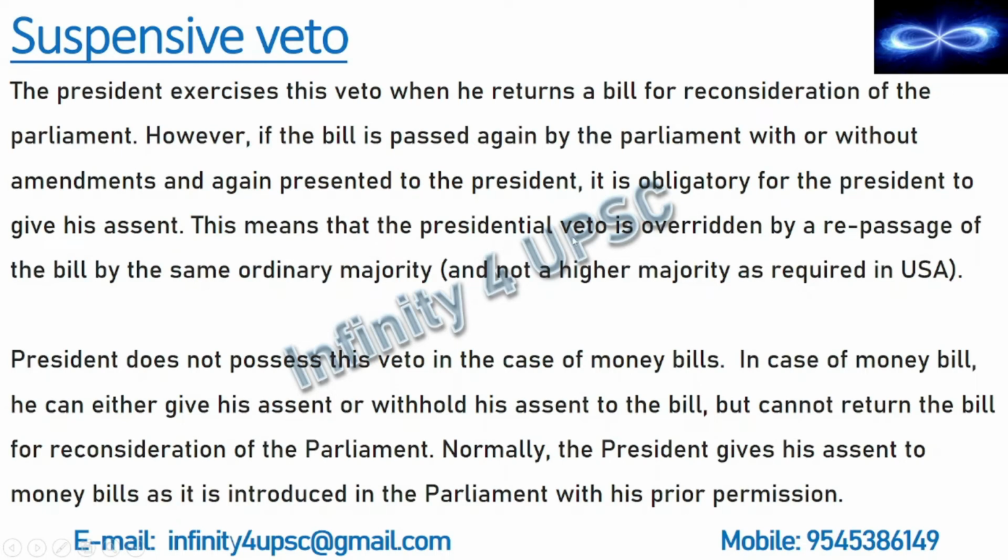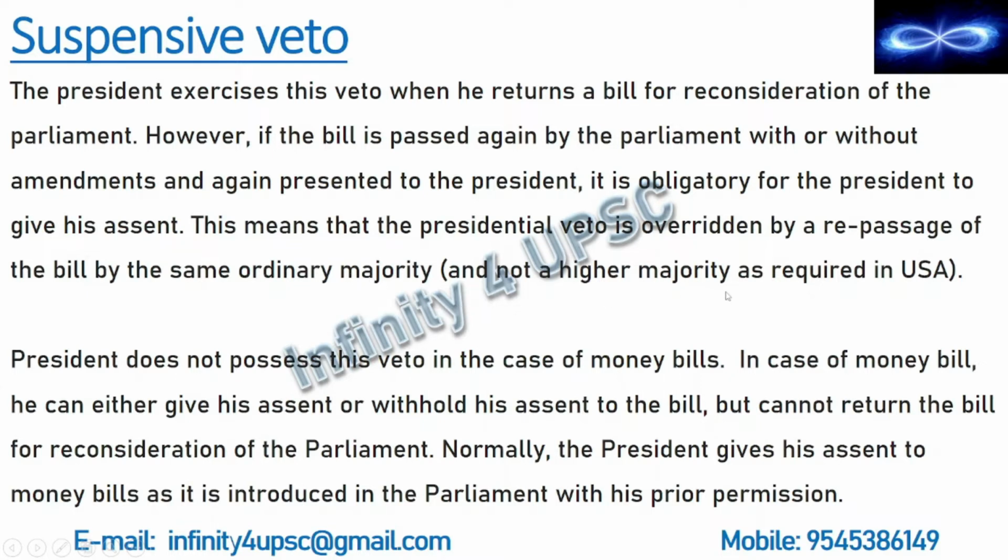This means that the presidential veto is overridden by a repassage of the bill by the same ordinary majority. Now, what is this ordinary majority? Suppose the total membership of the House is 100. And if 51 members vote in favor of the bill, that is they agree with the bill, then you have got ordinary majority and the bill is supposed to be passed by the House.